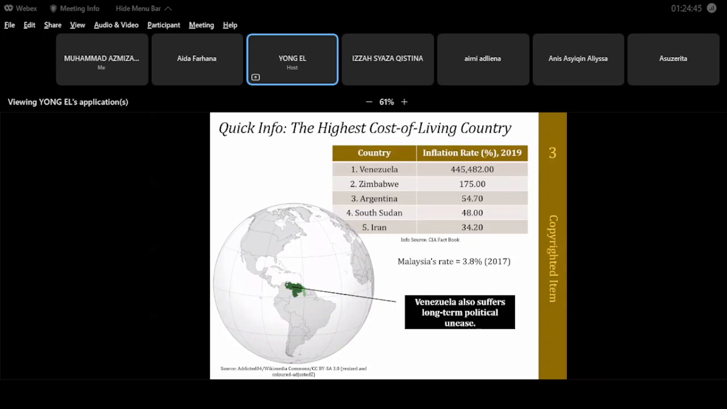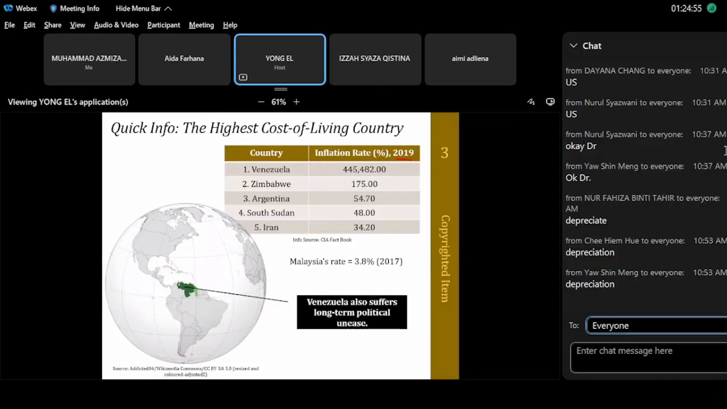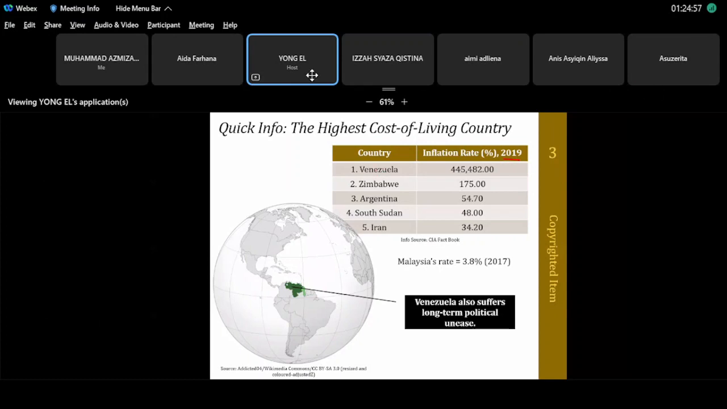Although the data were obtained for 2019, I think there is not much change, and even increases for these countries in terms of inflation. Venezuela. Venezuela, this country, by the way, can I know where is Venezuela? Which continent, which region is Venezuela located? Can anyone tell? South America. Thank you so much, Hafiz.